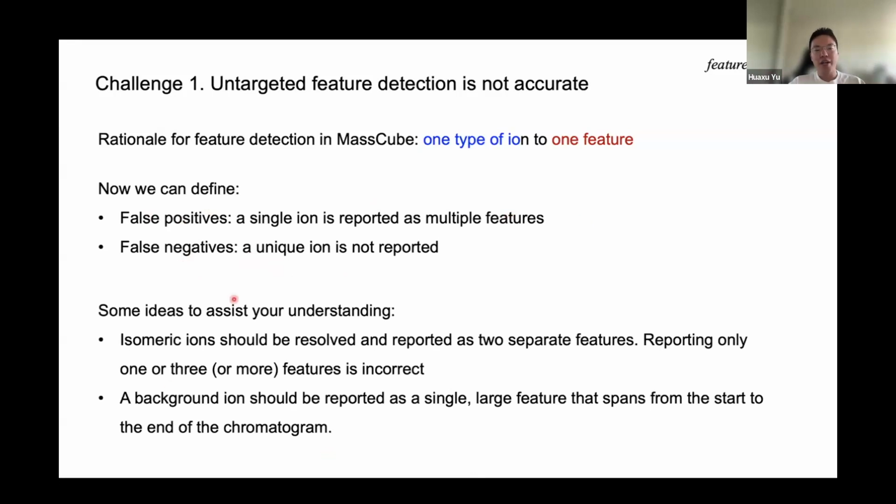If it's an isotope ion pair, then it should be resolved and reported as two features. If the software reports only one or reports three, then it's not correct. If it's a background ion, it should be reported as a single large feature that spans from the start to the end of the chromatogram.